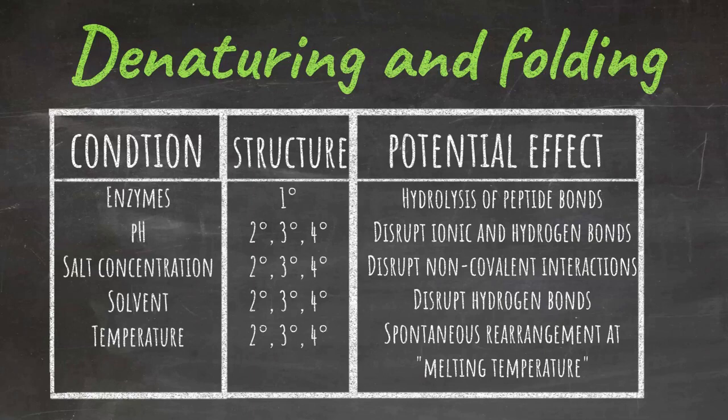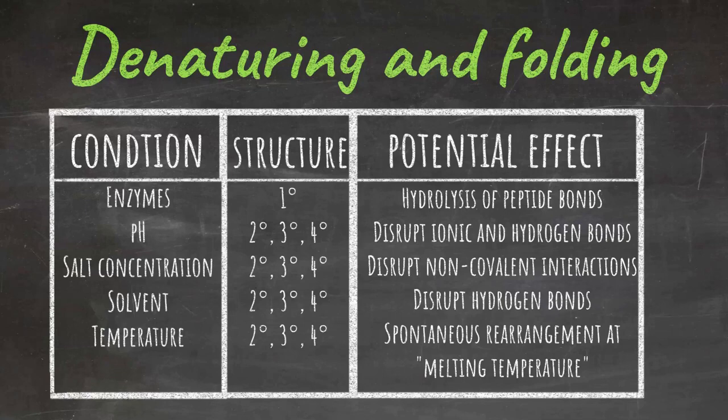So in a pH condition, which could be either really high pH or really low pH, the potential effect is that ionic and hydrogen bonds are affected and disrupted, and this can change the secondary, tertiary, or quaternary structure. With a really high salt concentration, this can disrupt the non-covalent interactions, and again, disrupt every protein structure except for the first one.